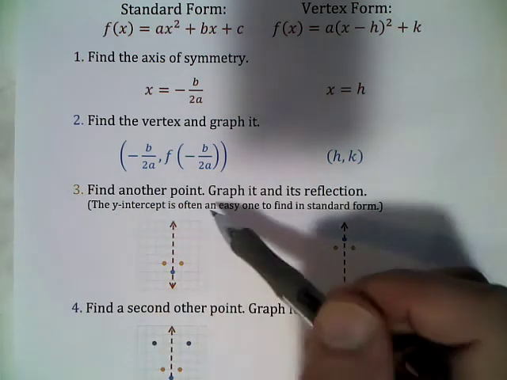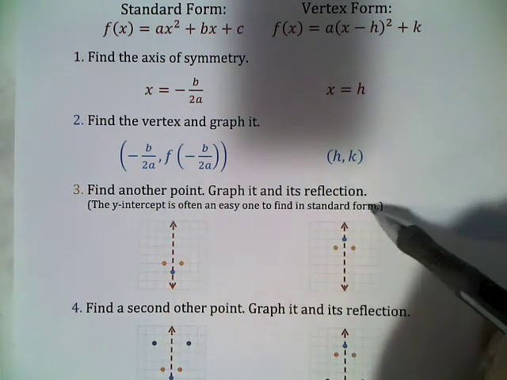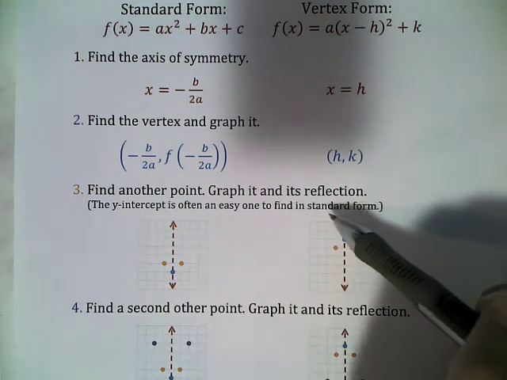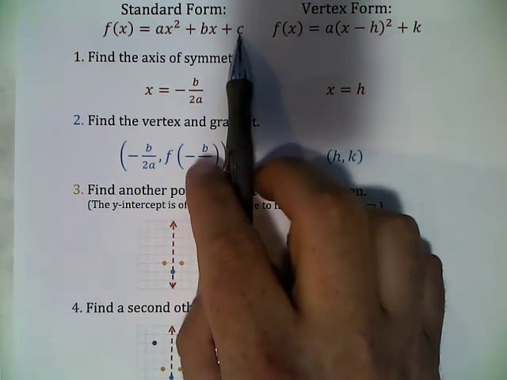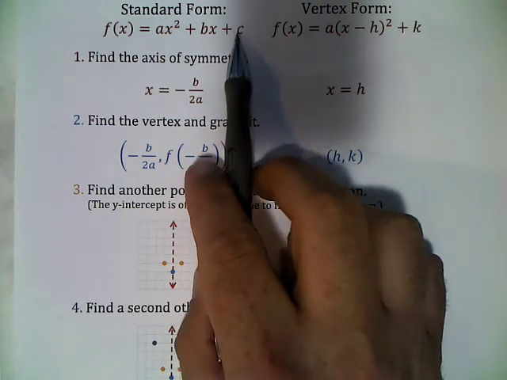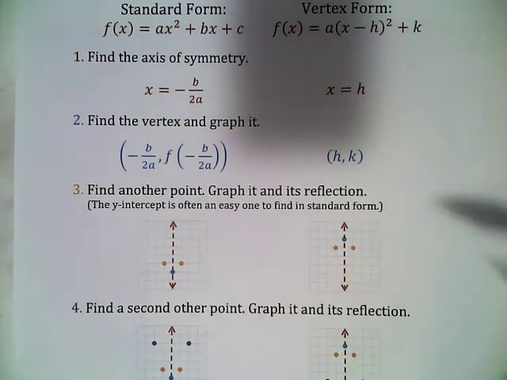The y-intercept is often an easy one to find if it's in standard form, because remember that whatever c is, that is the y value of your y-intercept. So that can be a nice one to go with. You don't have to go with that, but like I said, it can be a nice one to go with.